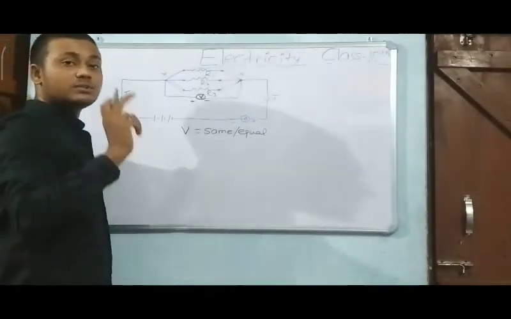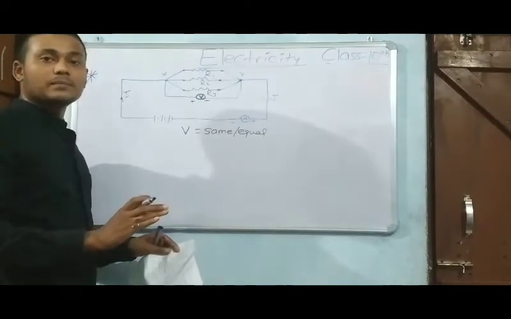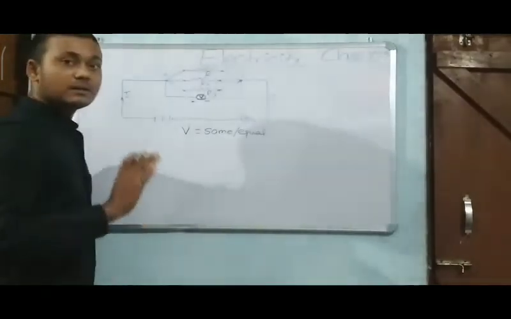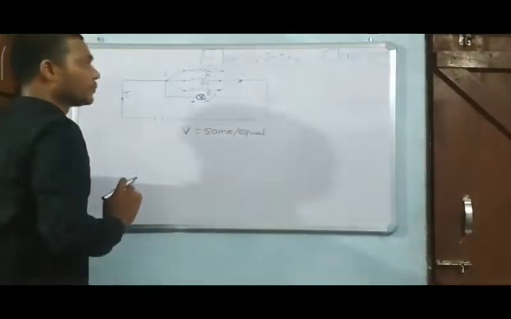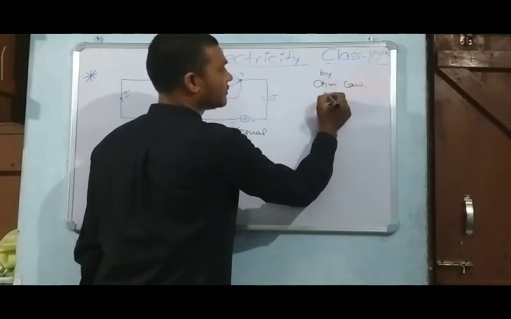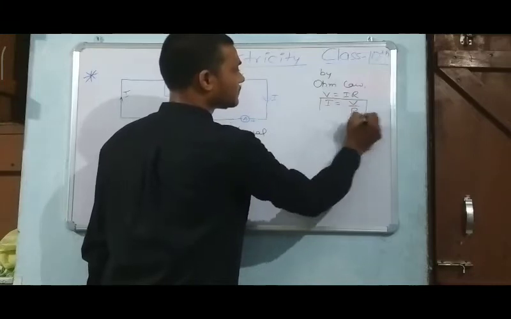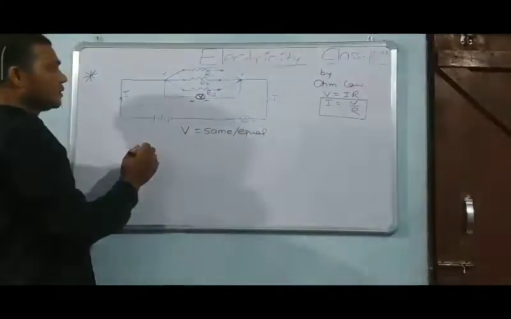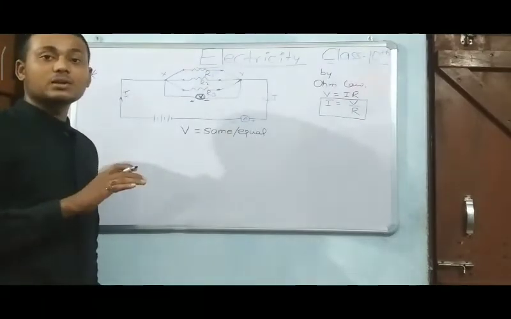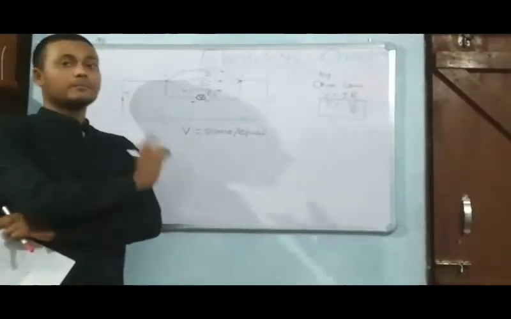It means the potential difference of R1, R2 and R3 are the same whenever resistors are arranged in parallel combination, but the current is different. So we know by Ohm's law that V is equal to IR, and I is equal to V upon R. So the current of R1 is different, the current of R2 is different, the current of R3 is different, meaning the current of each resistor is different in parallel combination.